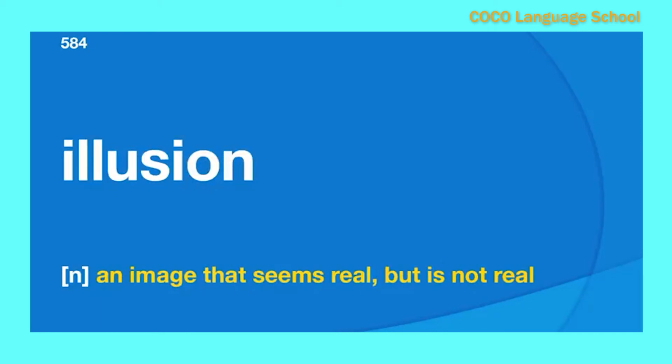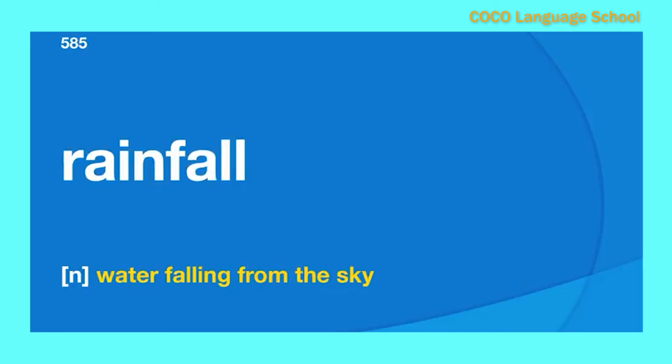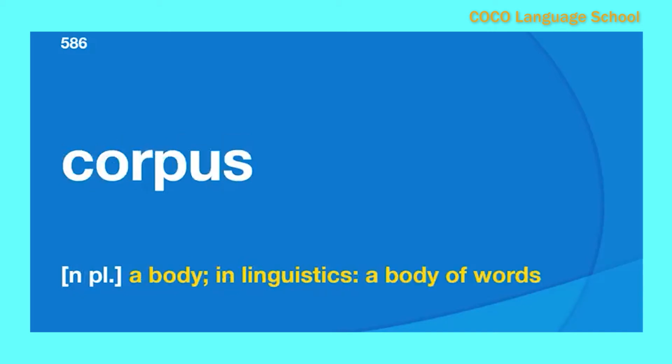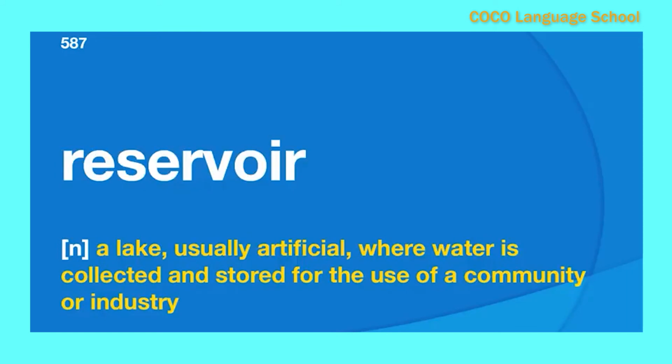An image that seems real, but is not real. Illusion. Water falling from the sky. Rainfall. A body of words. Corpus. A lake, usually artificial, where water is collected and stored for the use of a community or industry. Reservoir.